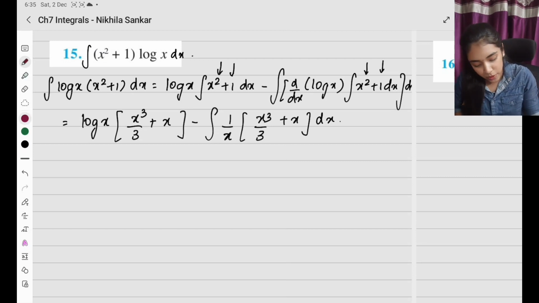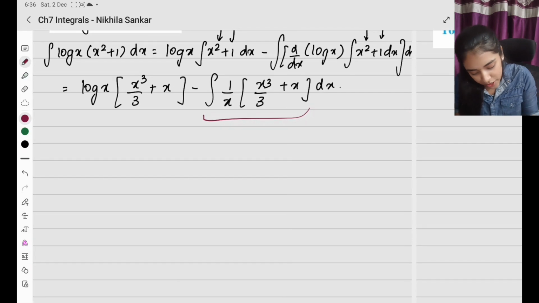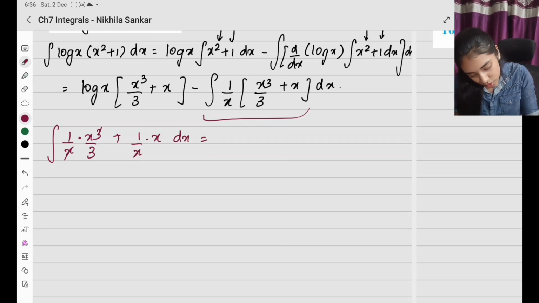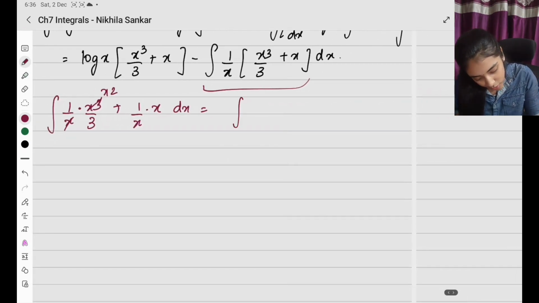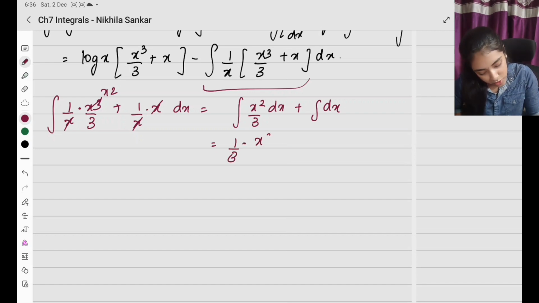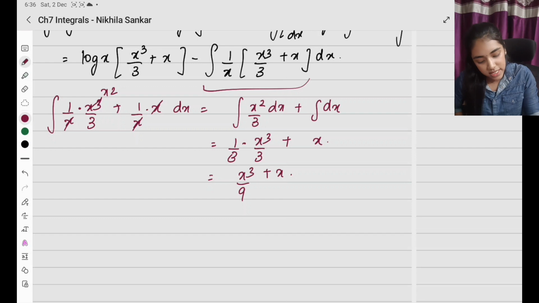Okay. Now this particular integral. So I'm going to split it. So integral of 1 by x times x cube by 3 plus 1 by x times x into dx. So then this x square aidum. So my integral will become integral of idum cancel aidum. So integral of x square by 3 dx plus integral of dx. So this is going to be 1 by 3 velila vandrum. Integral of x square is going to be x cube by 3 plus integral of dx is simply x. So this is x cube by 9 plus x is this particular integral.